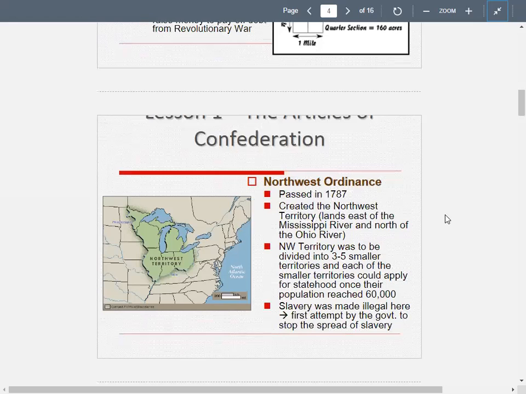The Northwest Ordinance was passed in 1787, and this created the Northwest Territory, which are lands east of the Mississippi River, so that's our side of the Mississippi River, and north of the Ohio River. The Northwest Territory was to be divided into 3 to 5 smaller territories, and each of the smaller territories could apply for statehood once their population reached 60,000 people. Slavery was made illegal here. This was the very first attempt by the government to stop the spread of slavery.